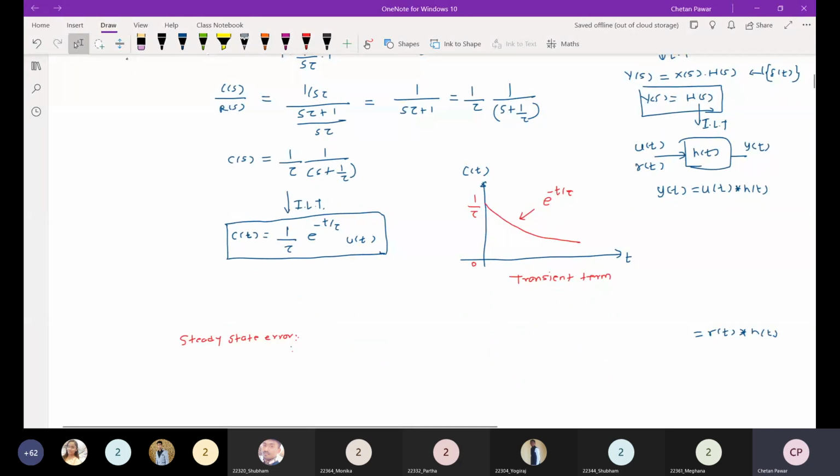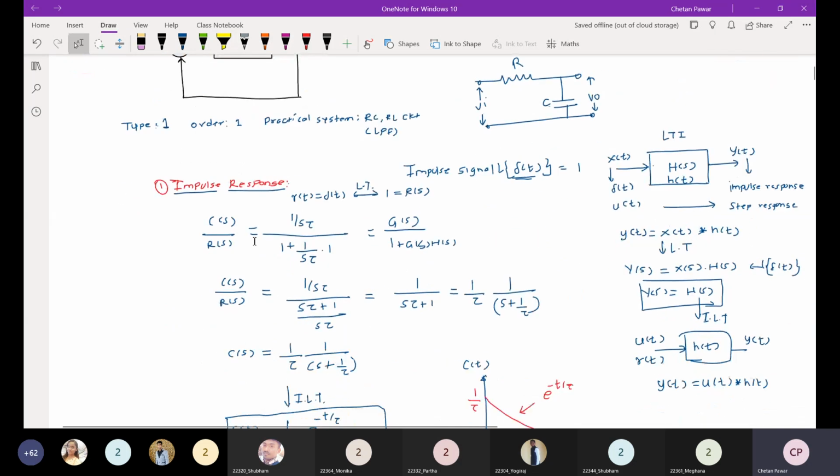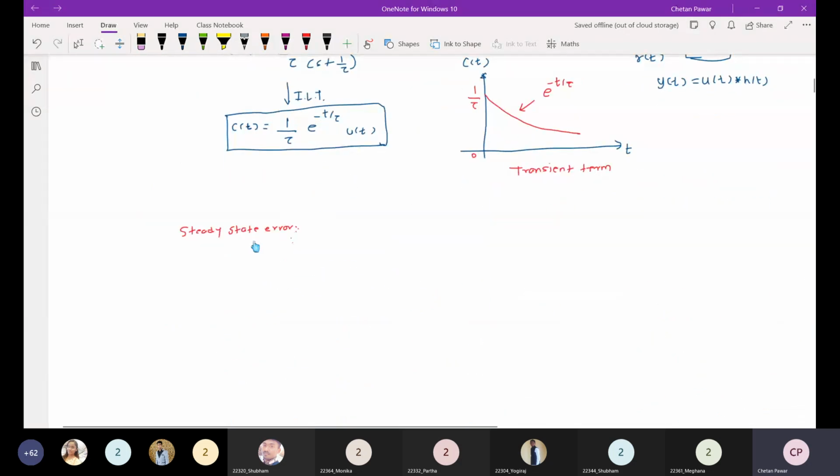Now there is a concept called steady state error. So when the system's output reaches steady state, meaning when C of t reaches steady state at t tends to infinity, the difference between the reference signal and C of t gives us the steady state error. So it defines the accuracy of the system. Let us calculate the steady state error for this particular impulse signal as input.